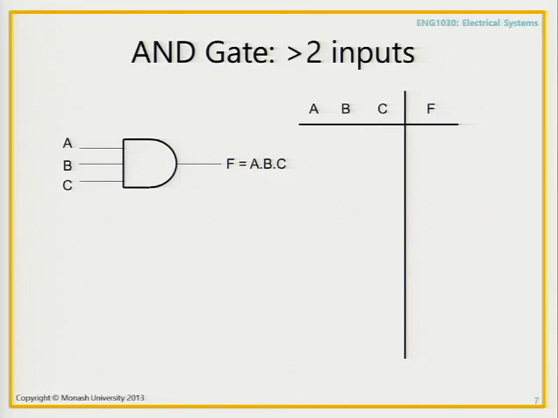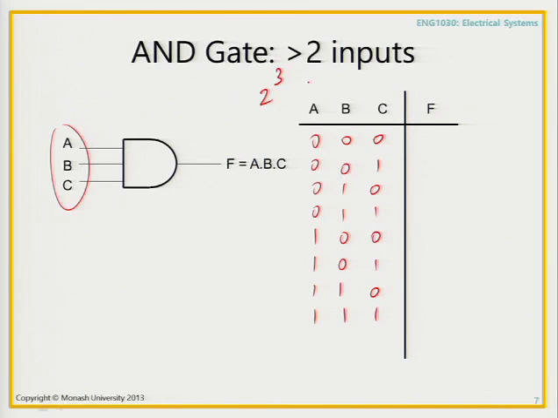Can you have AND gates which have greater than 2 inputs? Yes, you can. Here's an example of a 3-input AND gate, and as you might imagine, we can write a truth table for this. Here's an easy way to do it. For a truth table, you need to list all the possible combinations of the inputs. Because there are 3 inputs, there are 2 to the 3 possible combinations, which means there are 8 possible combinations here.